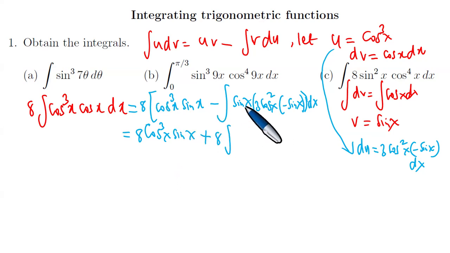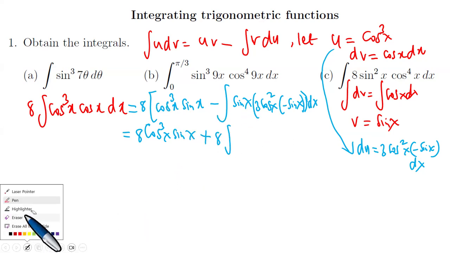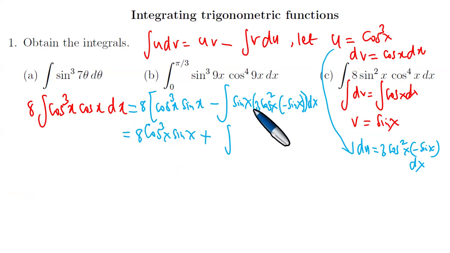Okay, but it's 8 times 3. And 8 times 3 gives us exactly 24. Then you have the sine squared x. And this one becomes exactly cosine squared x dx, like so. Okay. Now we are in business.